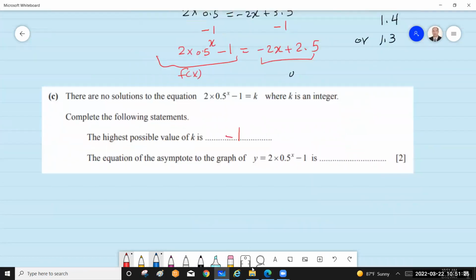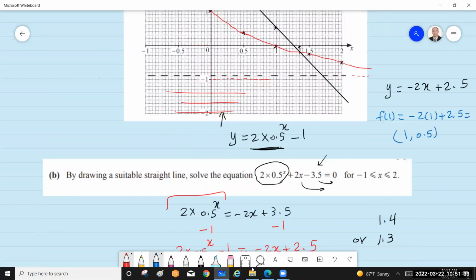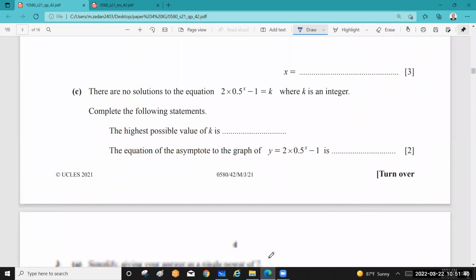And the equation of the asymptote line is y equals -1. This line that I draw here in dotted line is called the asymptote line or horizontal asymptote of the function. Okay. This is the solution of question number 2.